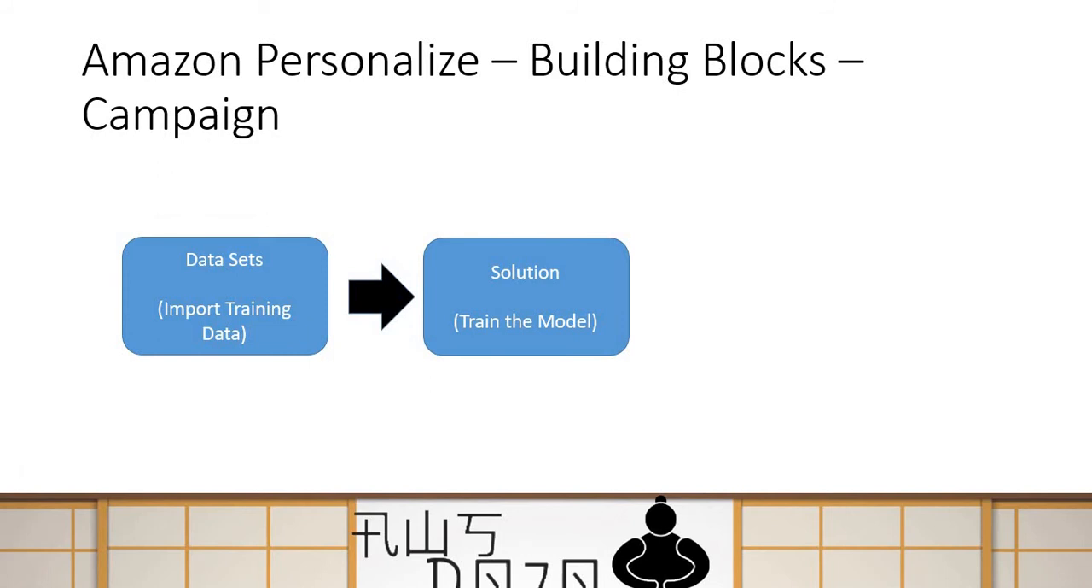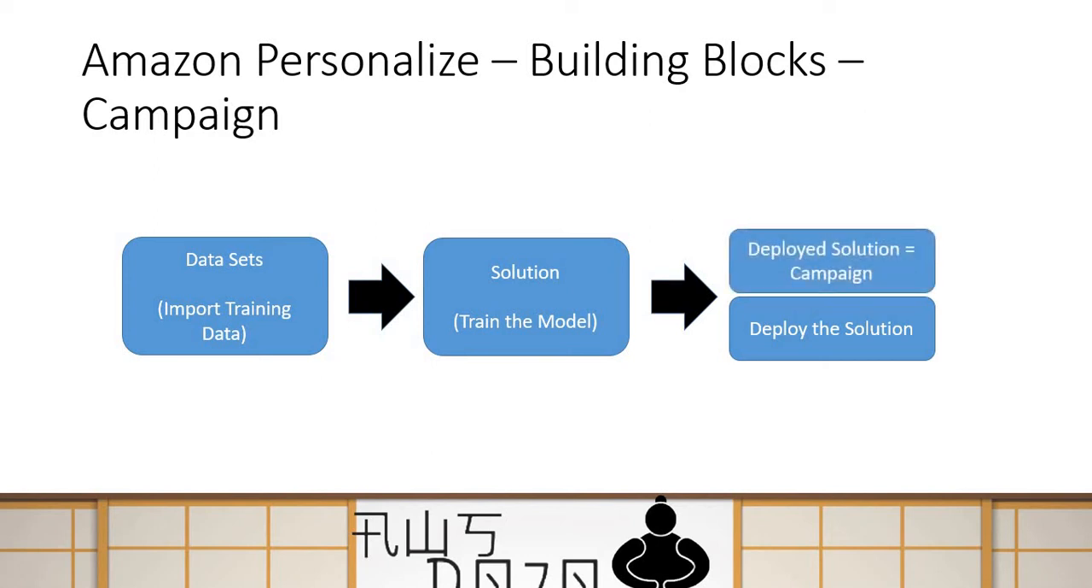So once you have passed through the first two steps, which is importing your training data and making it ready, then you build a solution, which is training a model. Then what? Then you actually deploy the solution, because now your model has been trained, your solution version has been created. Now you want to use it to get a recommendation. So you deploy your solution, and when you deploy a solution, it is called a campaign. So you can say a deployed solution is a campaign.